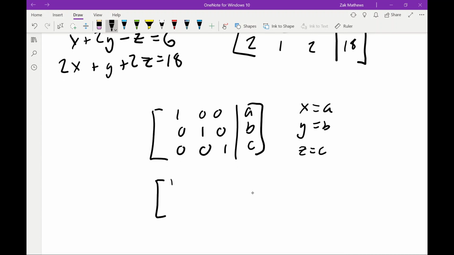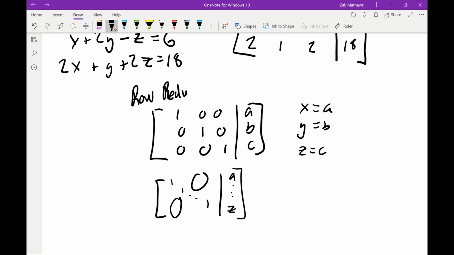Anytime we see that pattern where we have ones on the diagonal, however many we have, and zeros everywhere else, then we have every single variable solved for. What this is called is a row-reduced echelon form matrix, or RREF for short. Row-reduced echelon form, where we have ones on the diagonal, zeros everywhere else. That form of a matrix will allow me to solve my matrix.